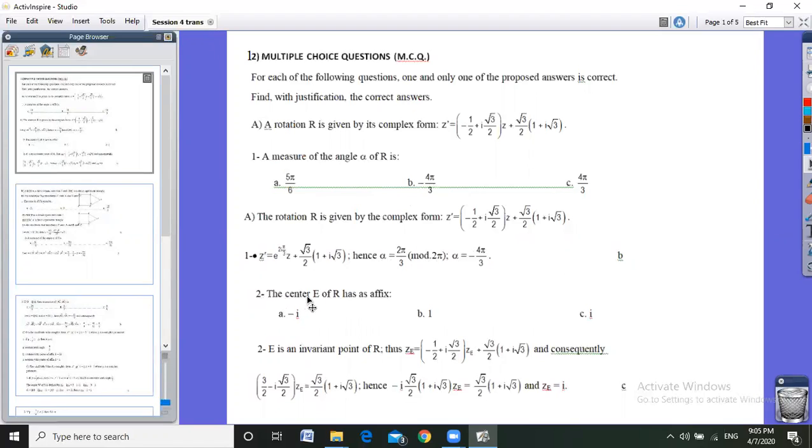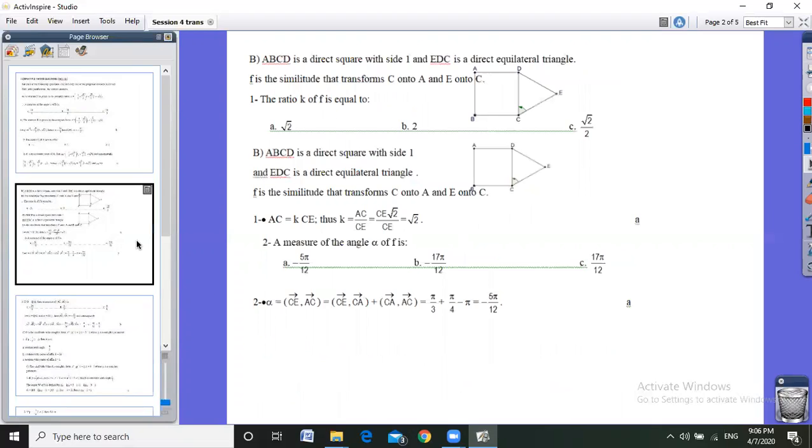Second, the center E of R has an affix. How to find the center E of R? Z of E equals this, Z of E plus this. We do the calculation, Z of E equals this number over this number. We do the calculation to get Z of E equals minus i. So the correct answer is C.